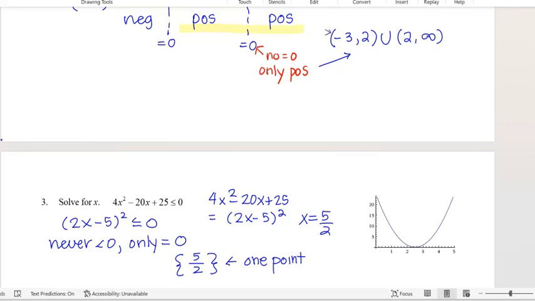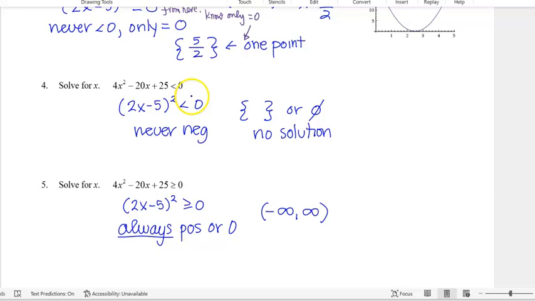However, after you rewrite the given quadratic as (2x minus 5) squared less than or equal to 0, from here, algebraically, you already know it cannot be less than 0. The only possibility is equal to 0. So that means my answer is only this one point.